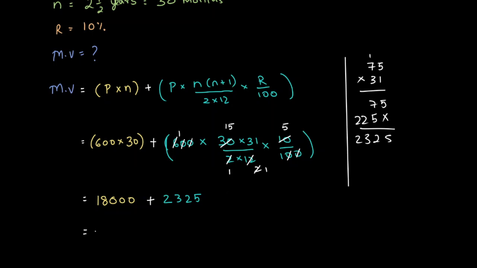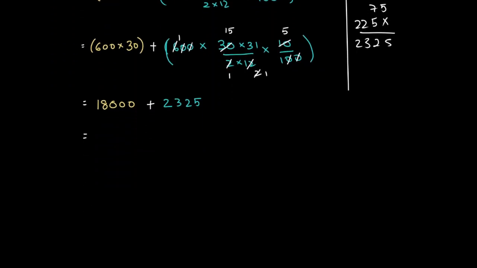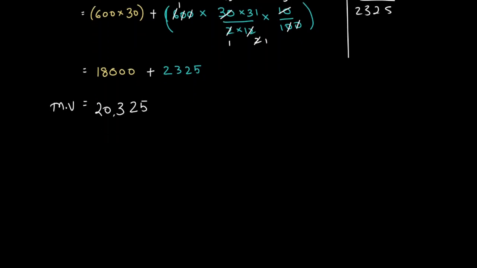All right, so I can finally say the maturity value, MV, which is the sum of these two, is nothing but 18,000 plus 2325, so our maturity value is 20,325. So don't forget this is a word problem, so we'll write a final answer as a statement.